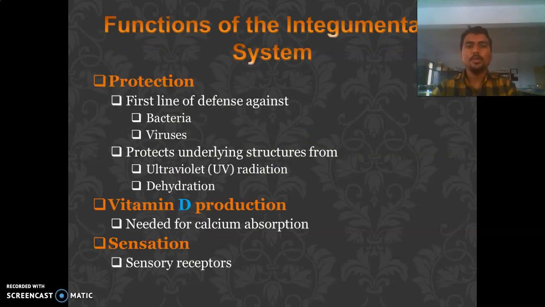Now the functions of the integumentary system. First is protection. The skin protects against bacteria, viruses, UV light and dehydration. It also produces vitamin D for calcium absorption. The third one is sensation. The presence of sensory receptors inside the skin gives sensation.